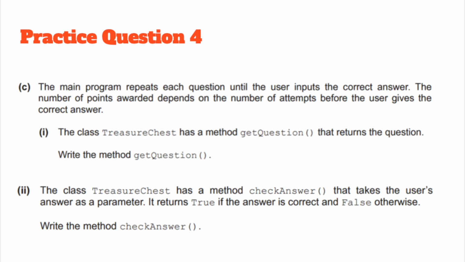Now the second part simply says the class TreasureChest has a method checkAnswer that takes the user's answer as a parameter and returns true if the answer is correct and false if it's not correct. So because they're both returning something, they're quite clearly getters. So you need to create get methods in your class, and they will return something back to the main program. If you're still not sure about what to do, just rewind the video a bit so you could see practice question 3, which had a bit more description to these methods, and then pause the video and have a go. I don't think these are too tricky to implement. Knowing what you know by now, this should be a breeze.